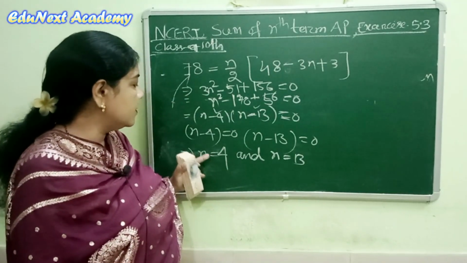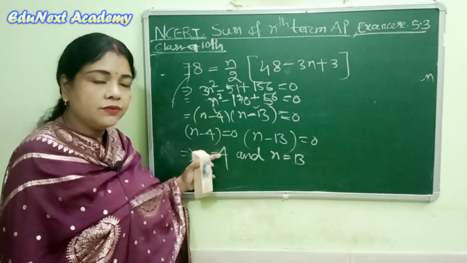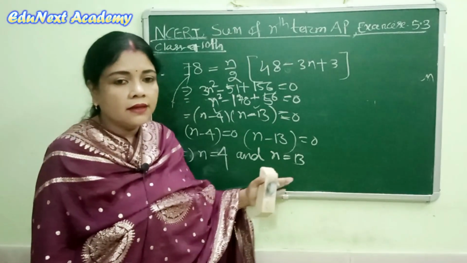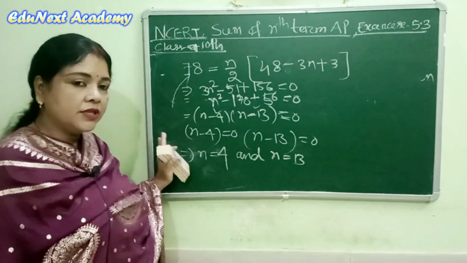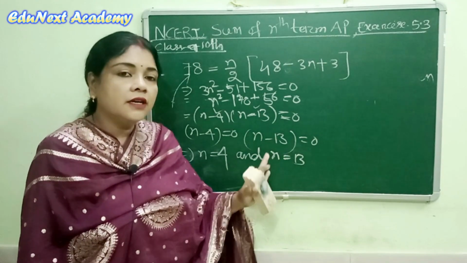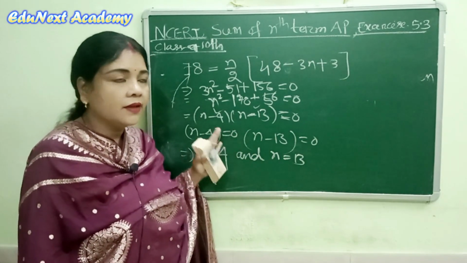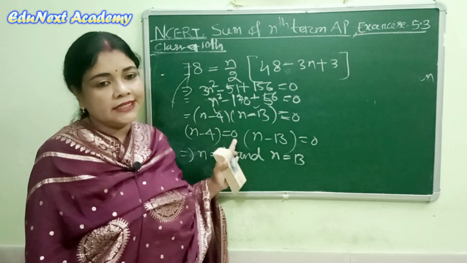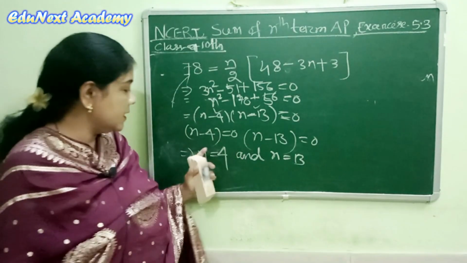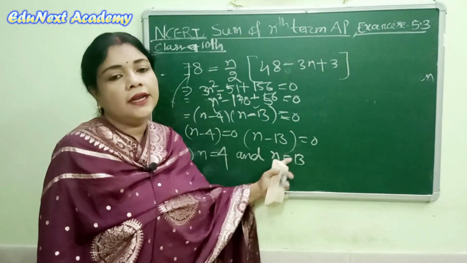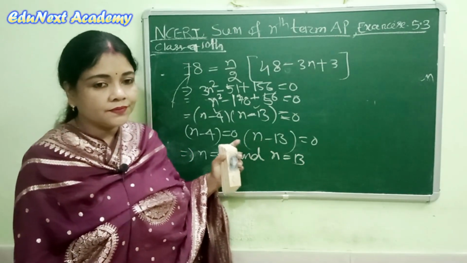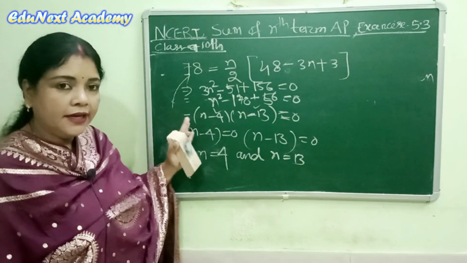So here we got the value. After addition of 4 terms, we will get 78. Similarly, after 13 terms, the sum of 13 terms is also equal to 78. So in both the cases, n is equal to 4 and n is equal to 13 are acceptable.